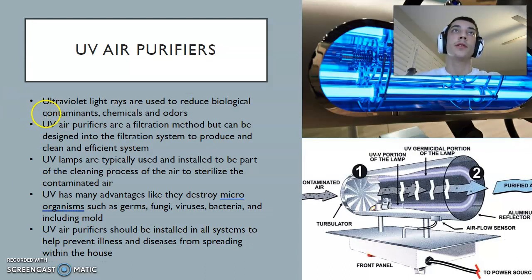UV air purifiers. Ultraviolet light rays are used to reduce biological contaminants, chemicals, and odors from the air. UV air purifiers are a filtration method that can be designed into the filtration system to clean the air and make it an efficient system. UV lamps are typically installed as part of the cleaning process to sterilize the contaminated air. Ultraviolet also has many advantages, like destroying microorganisms such as germs, fungus, viruses, bacteria, and also mold. UV air purifiers should be installed in all systems to help prevent illnesses and diseases from spreading within a house.